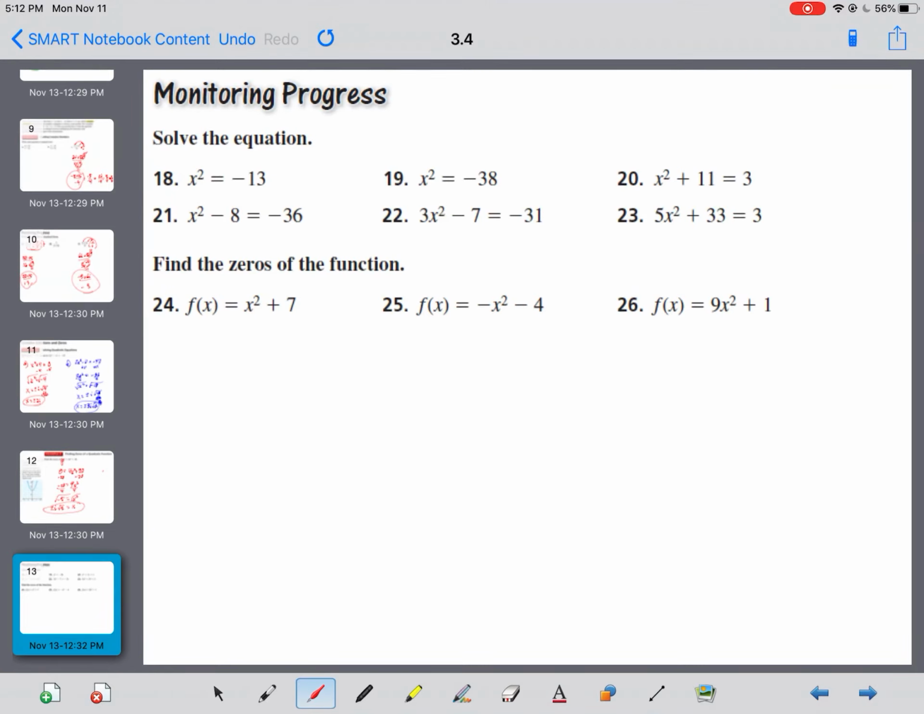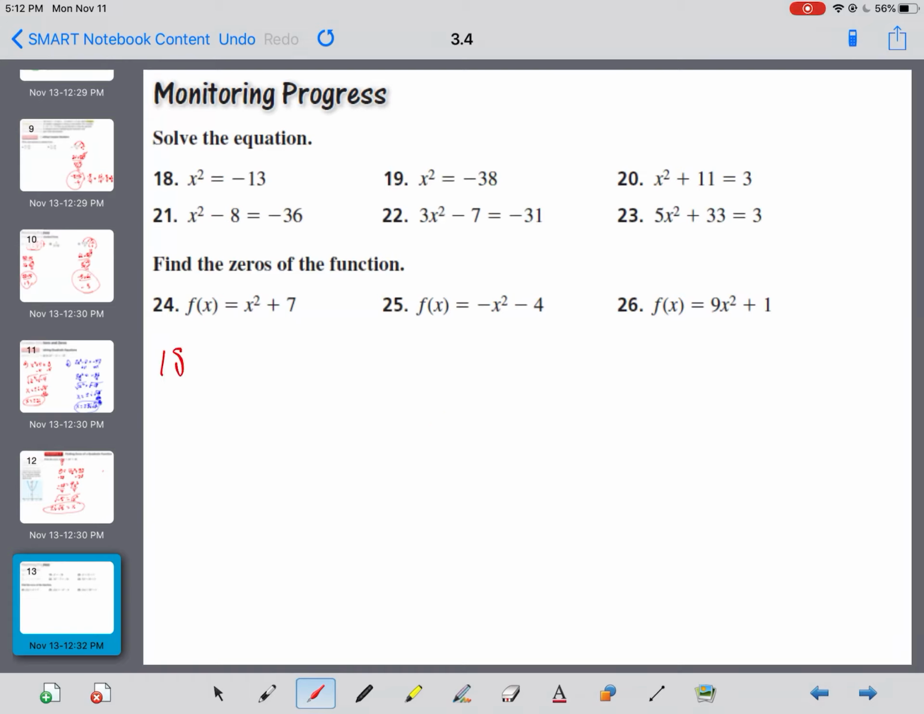All right, so they want you to solve all of these equations. Basically, it's the same thing, because that f of x part is just a y, and all we're going to do with y is turn it into a 0, and then we're going to get x by itself. So try 18 through 26 on your own, give it a pause, and then come back and see me do them.